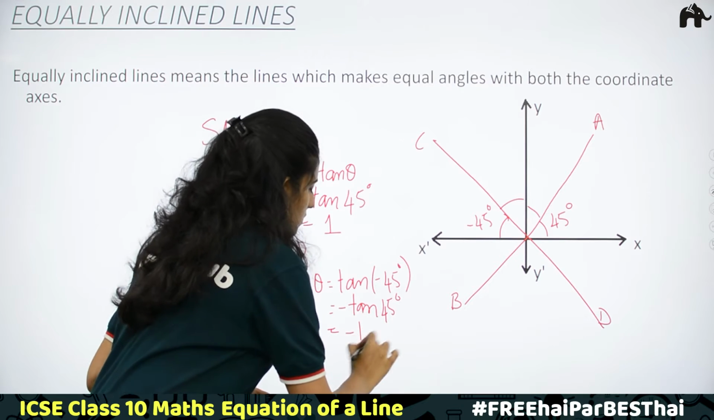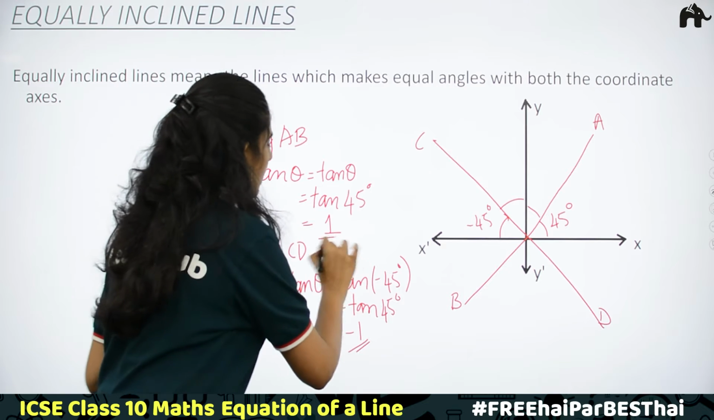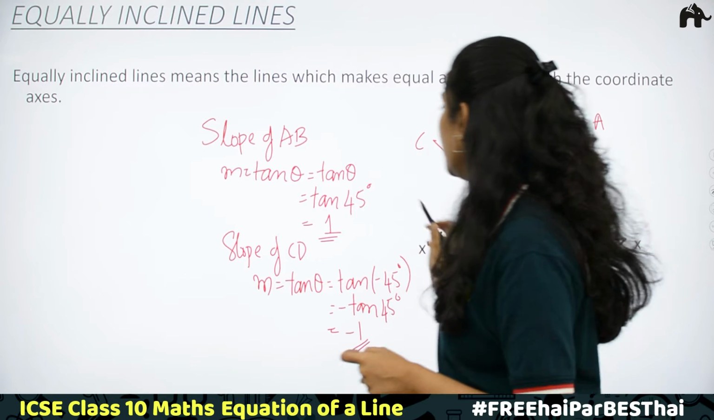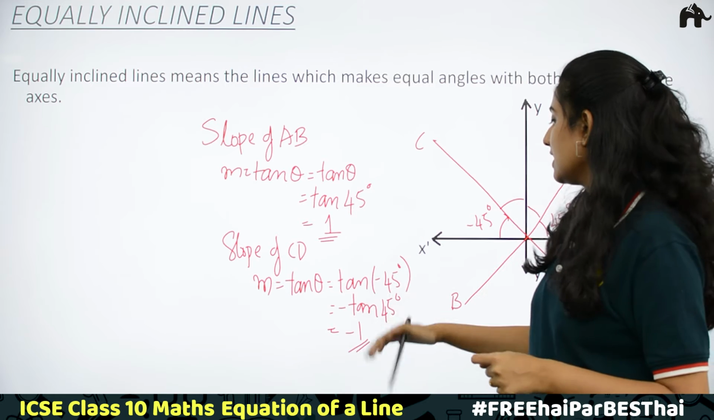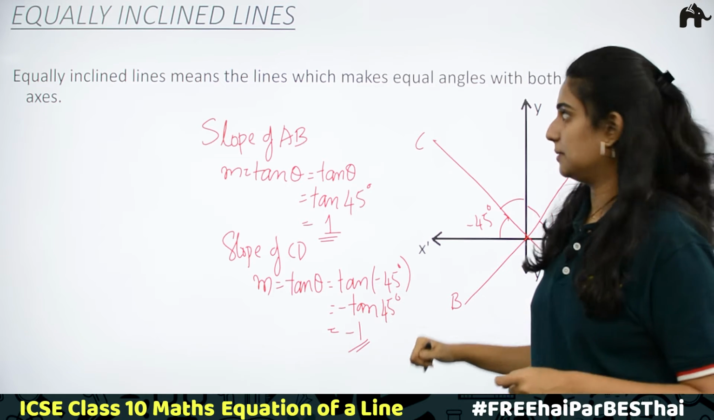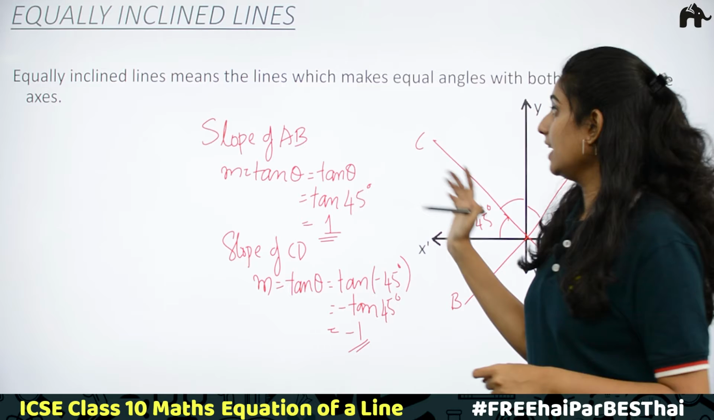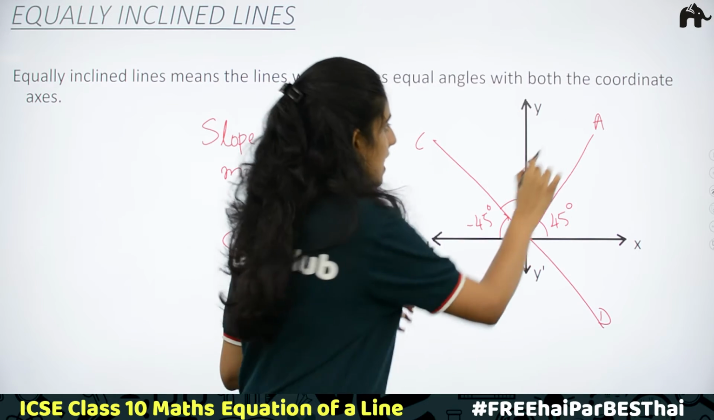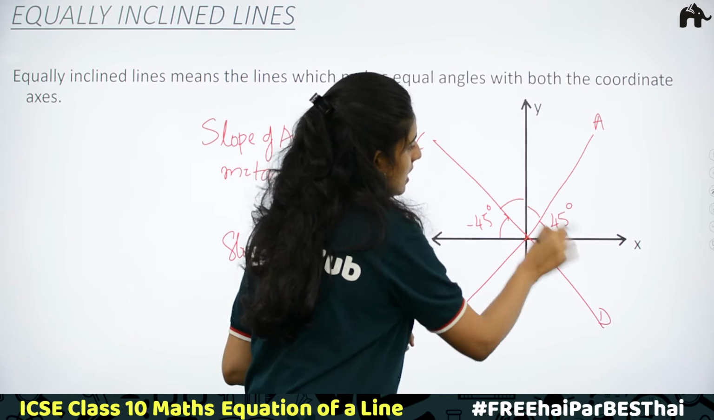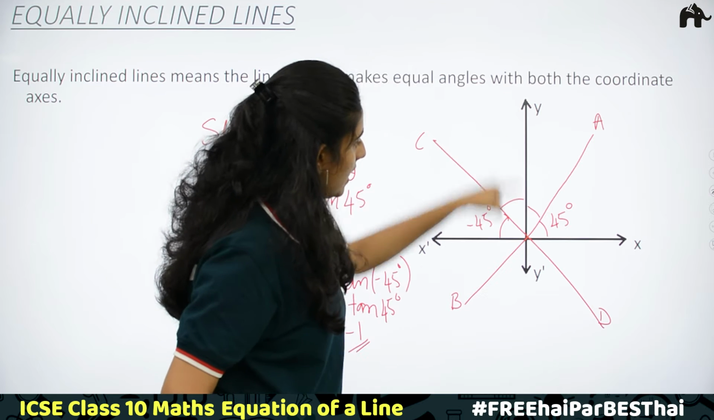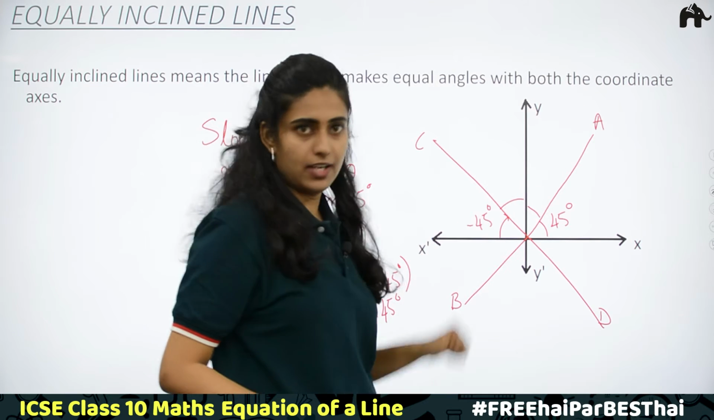Therefore, we get minus 1. So, for equally inclined lines, we will be getting slope of the first line 1 and the slope of the other line minus 1. Here, they are inclined at an angle of 45 degree. With x-axis, this AB is at 45 degree. Again, with y-axis, line AB is at 45 degree.